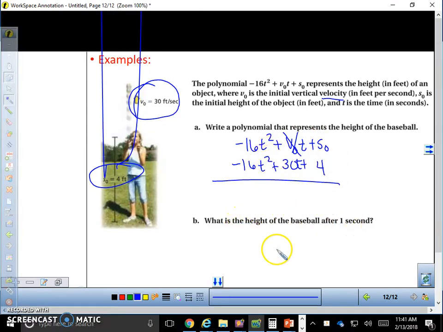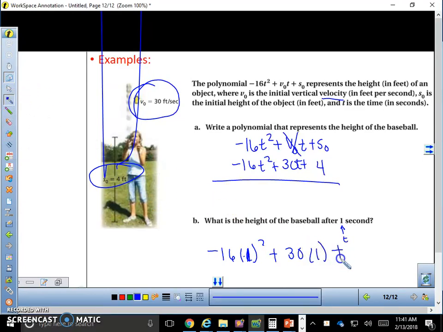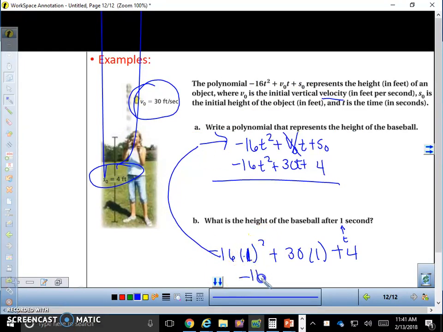What is the height after 1 second? So now we're going to plug 1 in for time. Negative 16 times 1 squared plus 30 times 1. Goodness, I'm making mistakes all over. Times 1 plus 4. Again, I'm plugging in to this equation right here. 1 squared is 1, so negative 16 times 1 is negative 16. Negative 16 plus 30 plus 4.